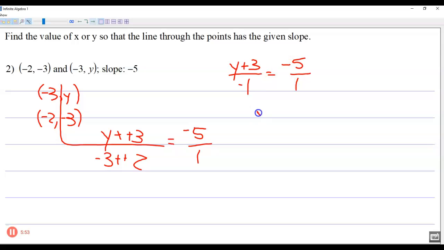So if I cross multiply, y plus 3 times 1, which is y plus 3, negative 1 times 5, or negative 5, is 5. Then if I subtract 3 from both sides, that's certain. Can't even tell where I started. That's like the little things that excite me.